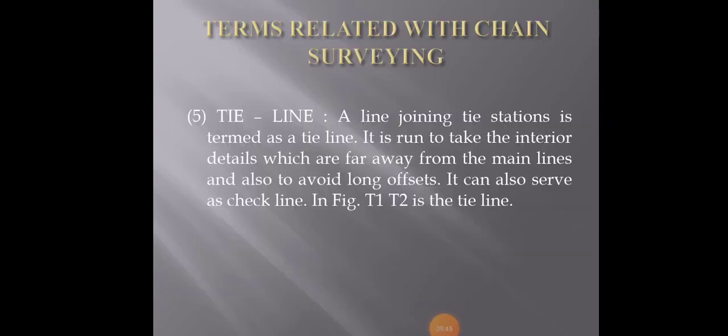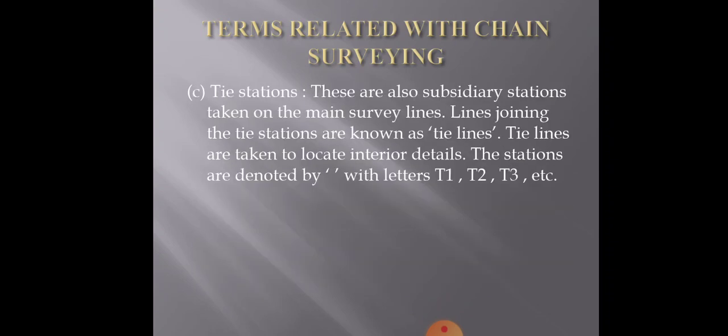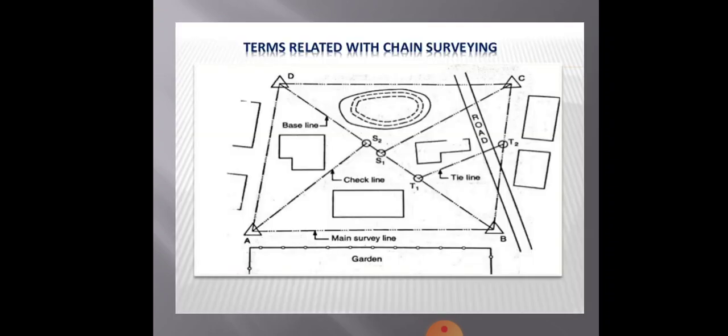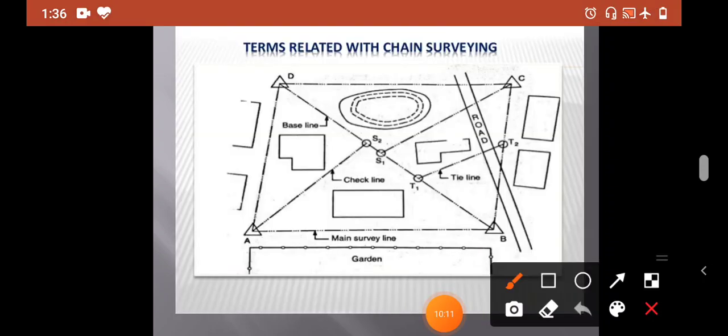Now, tie line. A line joining tie stations is termed as a tie line. It is run to take the interior details which are far away from the main lines and also to avoid the long offset. It can also serve as a check line. In this figure, T1 T2 is the tie line.